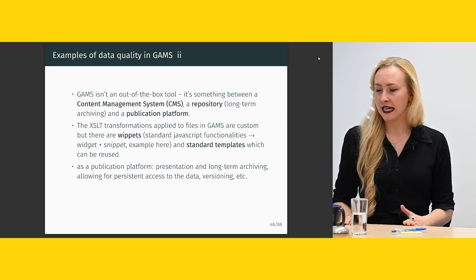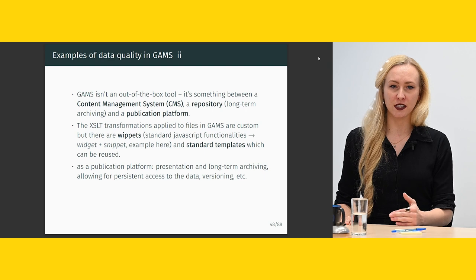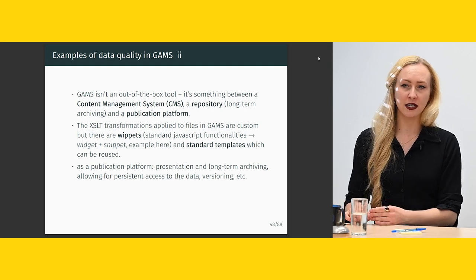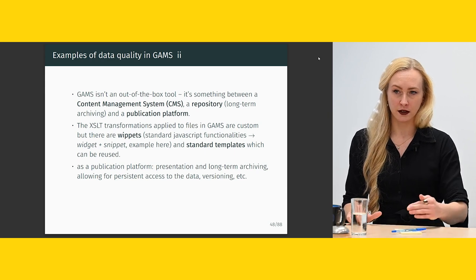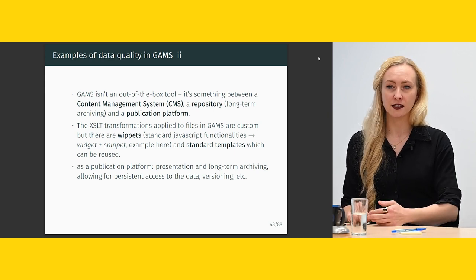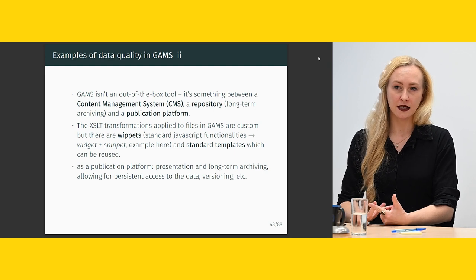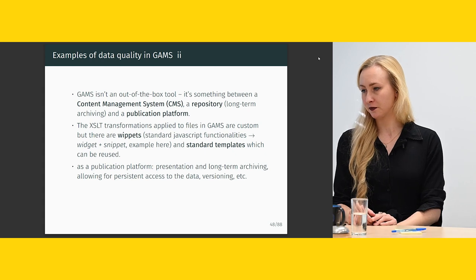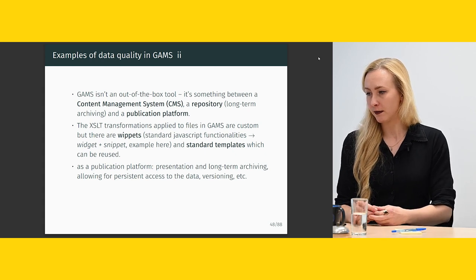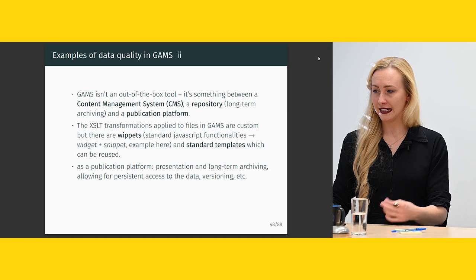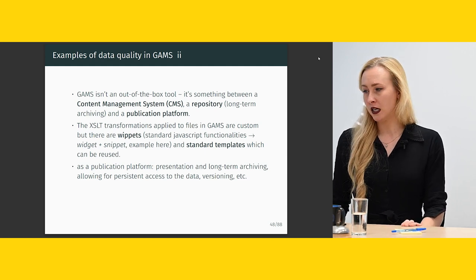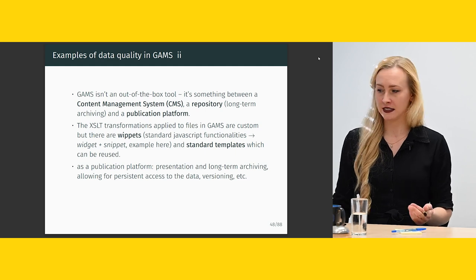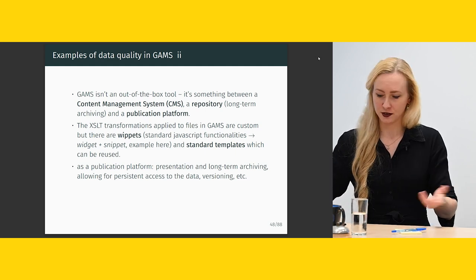So it's essentially standard JavaScript functionalities. JavaScript is what controls dynamic functionalities on the web. So I've already mentioned HTML. That is what stores the content in a structured form. There's CSS, cascading style sheets, that does the layout. And then JavaScript that controls dynamic behaviors. And we also have these standard templates that can be reused. And as I've already said, as a publication platform, we have presentation and long-term archiving, and allowing for persistent access to the data, versioning, and all those things.